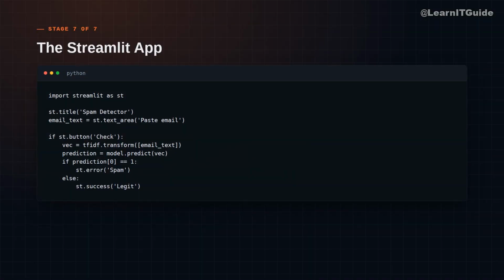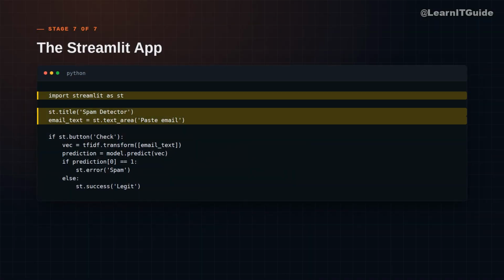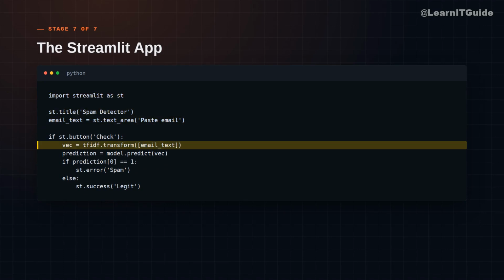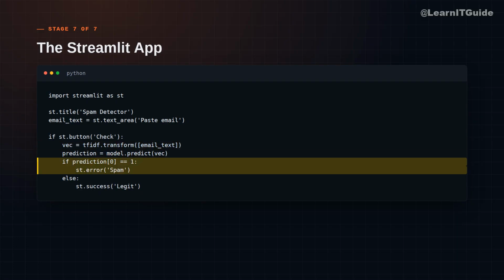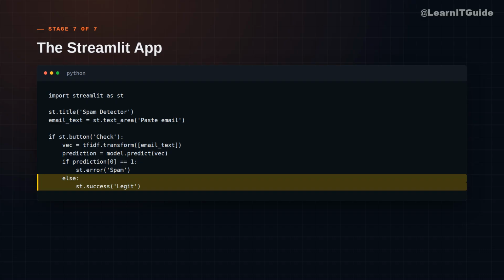Finally, stage 7, deployment. We use Streamlit to create a web interface. It takes the text, transforms it using the same TF-IDF model we used in training, and makes a prediction. If the model returns 1, we show an error. If 0, we show a success message. This is how you bridge the gap between a notebook and a real-world tool.